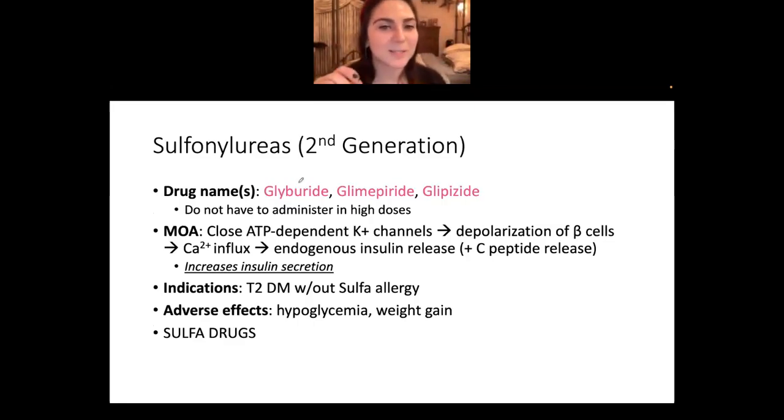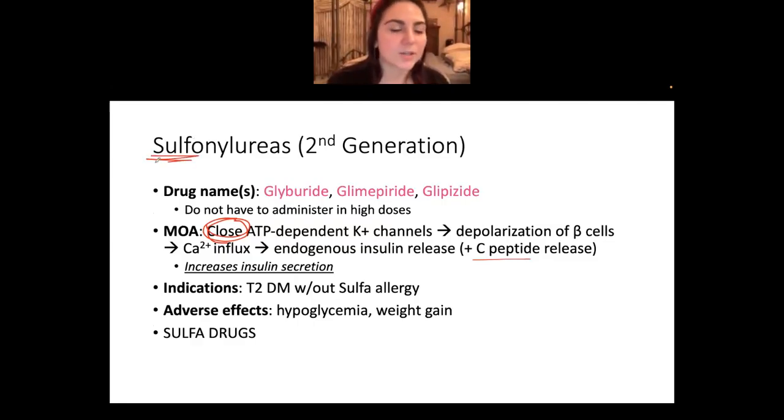These are your sulfonylureas. And the primary way that these work is they increase insulin secretion. So this is why we talked about, remember, you want to close the potassium channels. Don't get got. They're going to give you options with open, all sorts of things. It's closing the potassium channels. That's how you trigger insulin release. And since we're causing the release of endogenous insulin, you will also see C-peptide.